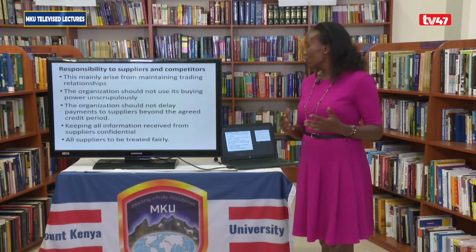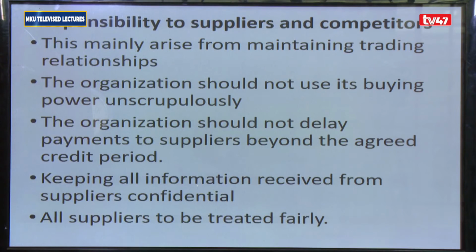The organization should not use its buying power unscrupulously. For example, there are certain large organizations that use their power to buy from smaller businesses, and then they delay the payments. And we have seen that the government has come up with legislation about payment, to reduce this manipulation of smaller organizations by bigger organizations.